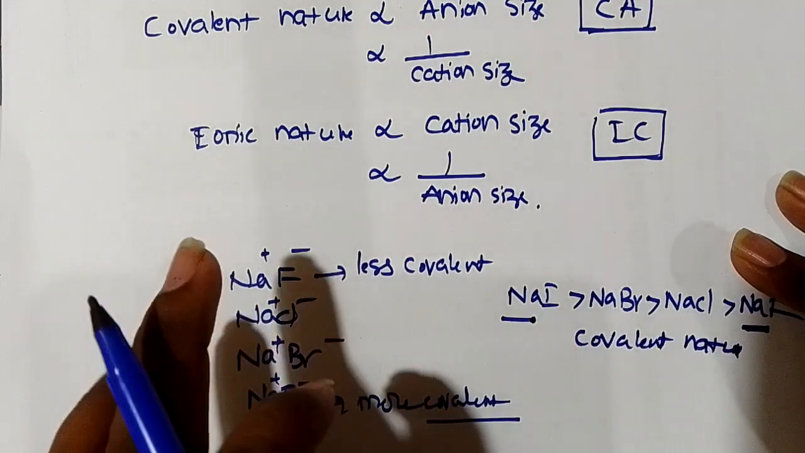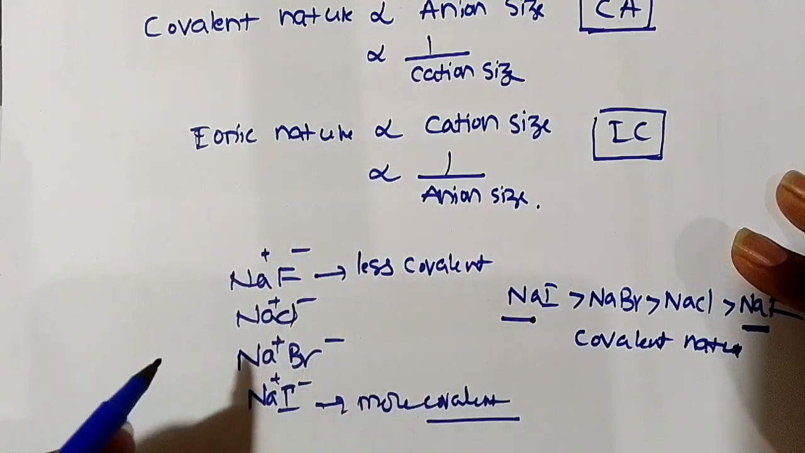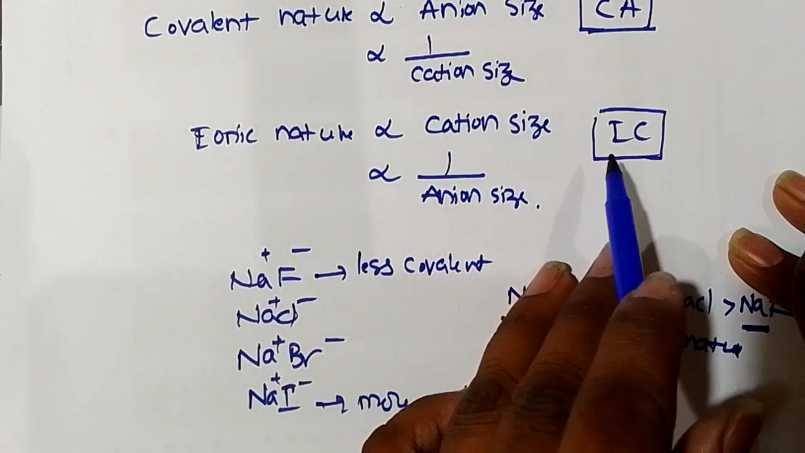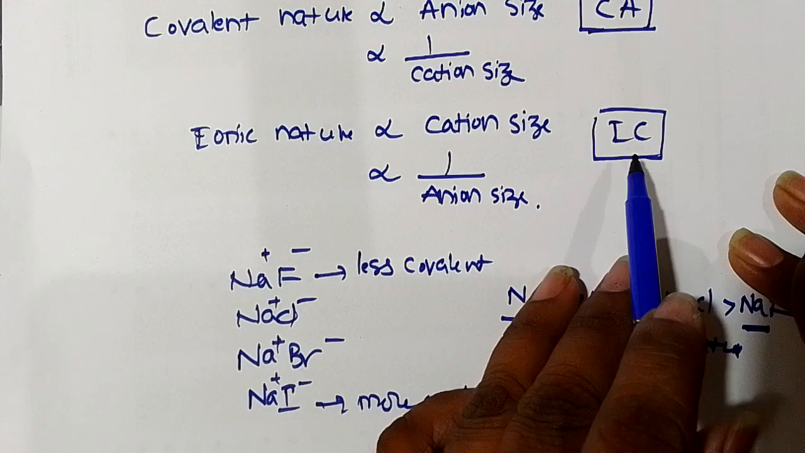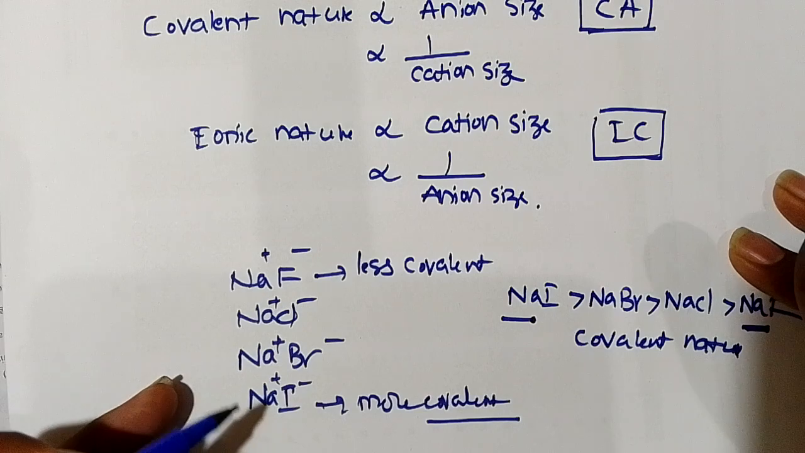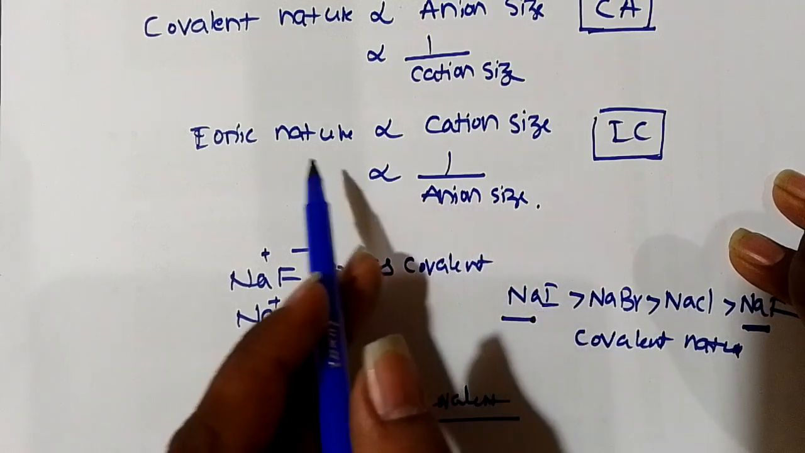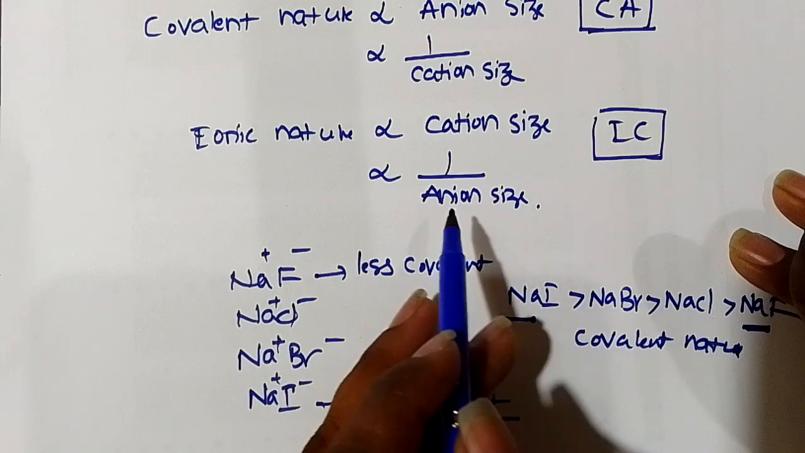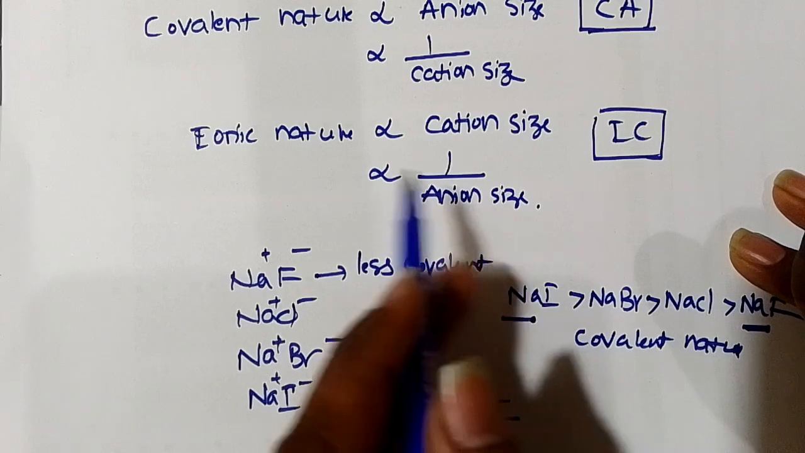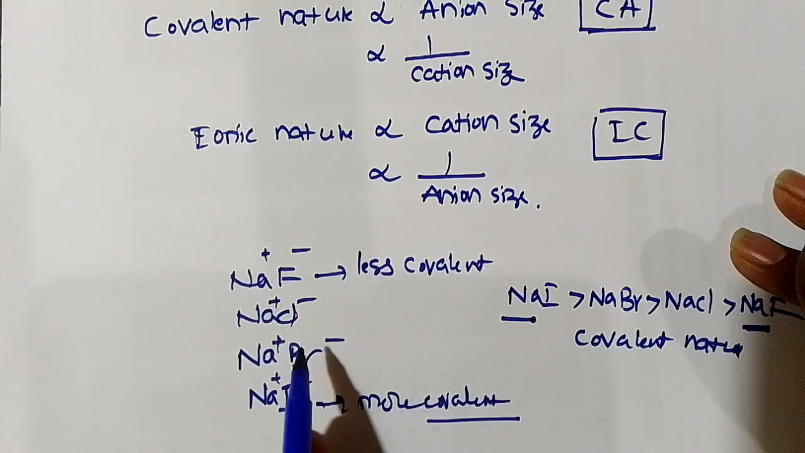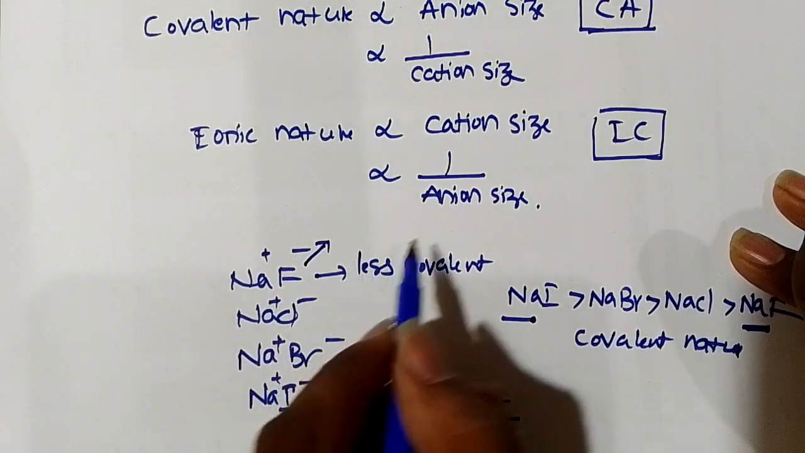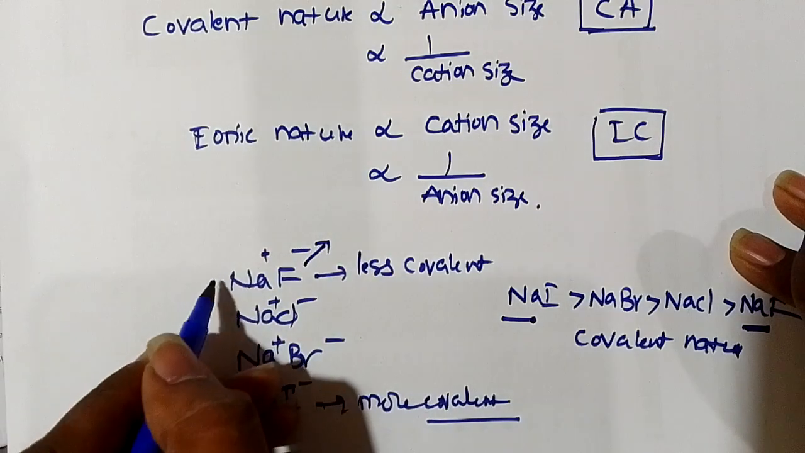Now find out the ionic nature. Which one has more ionic nature? Which one has less ionic nature? Ionic nature is directly proportional to cation size. IC: ionic nature is directly proportional to the size of the cation. Now all cations have the same size, all cations are identical. Now coming to the anion, ionic nature is inversely proportional to anion size. If the anion size is less, ionic nature is more. In these anions, which anion is the smallest? Already you know that this is the smallest. So if the anion size is less, ionic nature is more. This is more ionic.